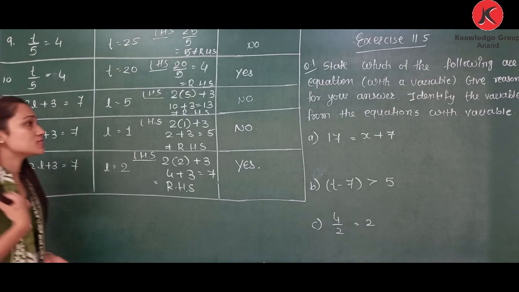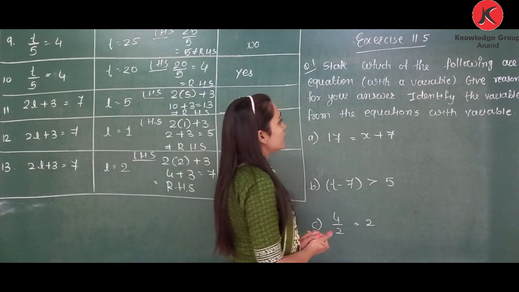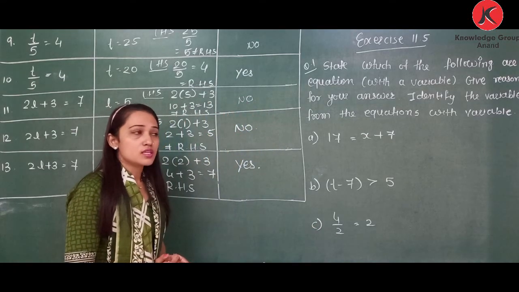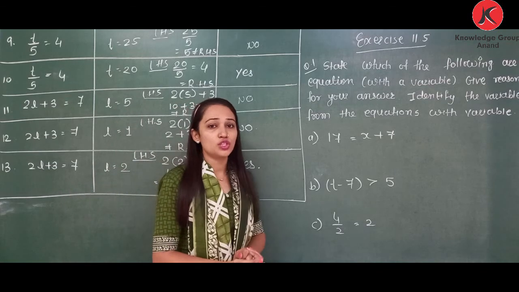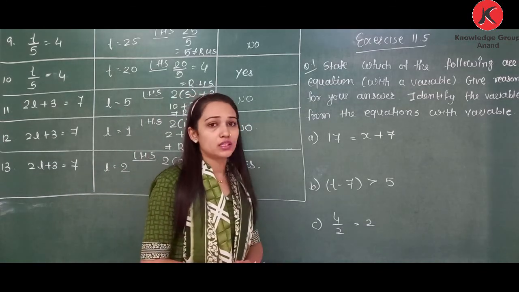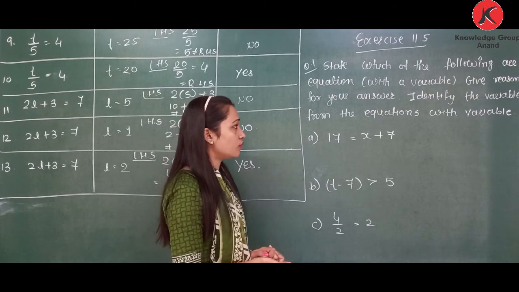Now we will start exercise 11.5. Question number 1. State which of the following are equations with a variable. Some of the statements are given in which it is not an equation with a variable, so we need to find which are the equations with a variable. Give the reason for your answer.